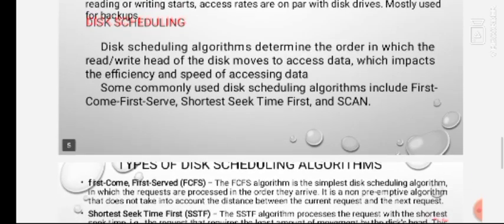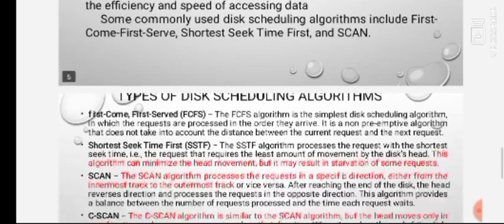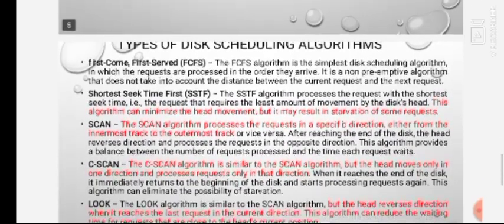Then disk scheduling. Disk scheduling algorithms determine the order in which the read or write head of the disk moves to access data, which impacts the efficiency and speed of accessing data. Some commonly used disk scheduling algorithms include first come first serve, shortest seek time first and scan. These are the types of disk scheduling algorithms.